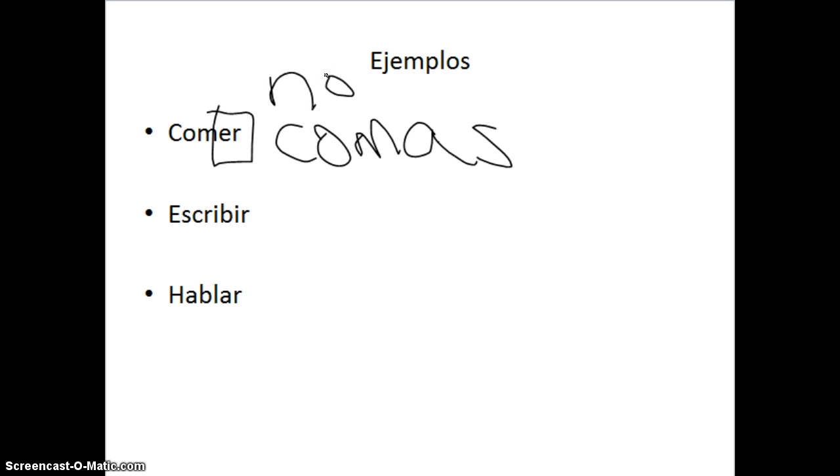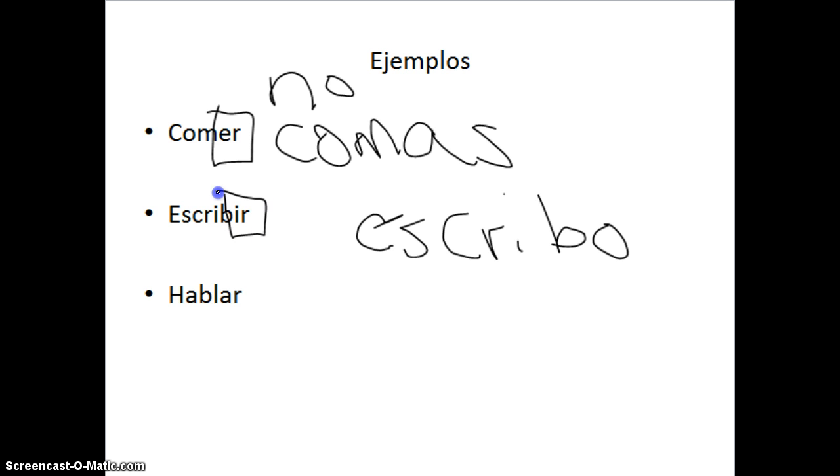The second one is escribir. We know that we have escribo. Alright, and then when we want to change the o, we look at what kind of ending it is. It's an ir, so we know we change it to as, so we erase our o, and then we add the as. Okay, and then our third step is always to add the no before it. So we have no escribas.